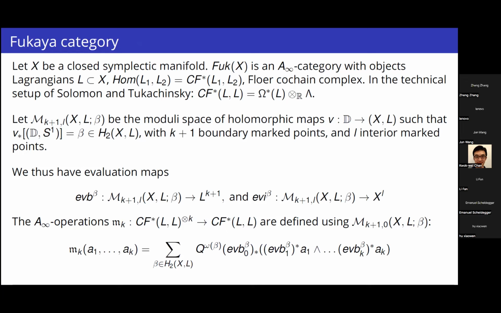And it's a theorem of Solomon and Tukaczynski in this case that this works and gives an actual A-infinity structure. And again, for the experts in the audience, one of the reasons why I use the setup by Solomon and Tukaczynski is that they actually define a bulk deformed A-infinity algebra. So we can actually bulk deform by all parameters in the homology of X.